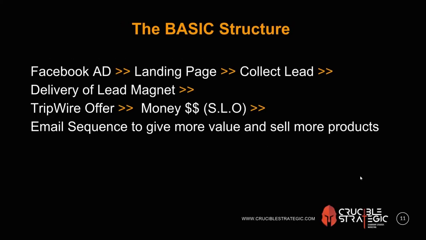So here's the basic structure, and I have a diagram that I created on the next page. Okay, so it's going to be a Facebook ad that goes to the landing page. You're going to collect that lead, collect their info. Then you're going to deliver the lead magnet, whatever that free offer, that free value that you're going to give. You're going to deliver that to them. And after we collect the lead, the next page is going to be a tripwire offer. It's also called an SLO, or self-liquidating offer, and that's where you're going to make your money back for that click, for that ad. And then the email sequence is going to give them more value and be able to sell them more products. All right, this will make more sense as we move forward.